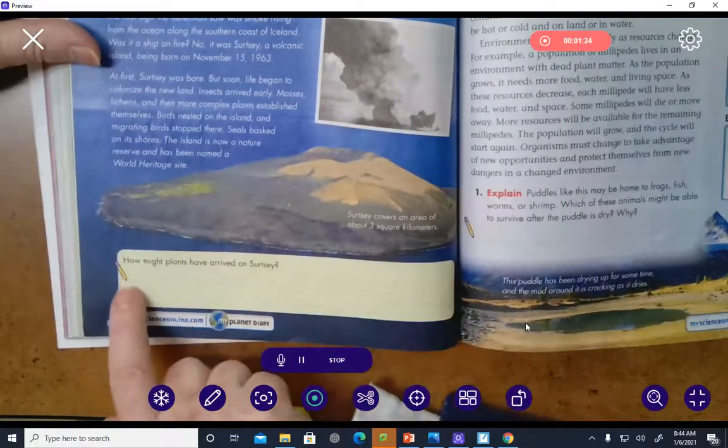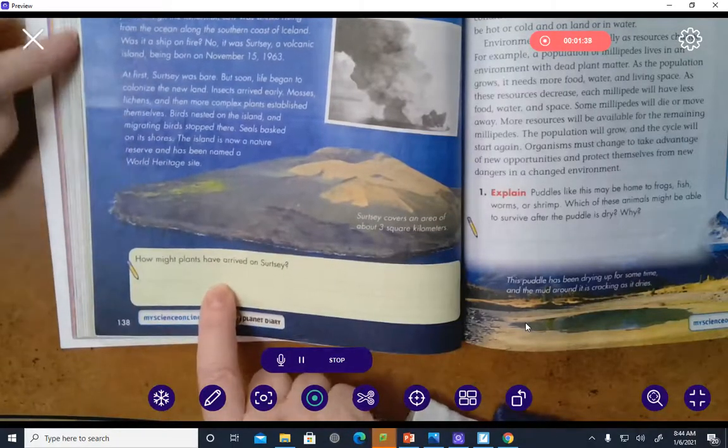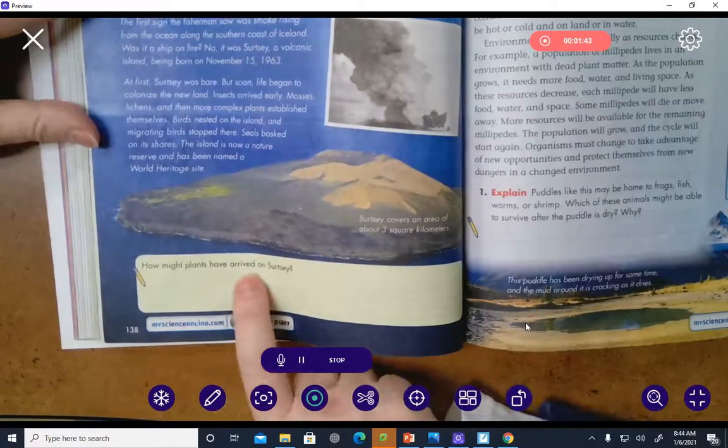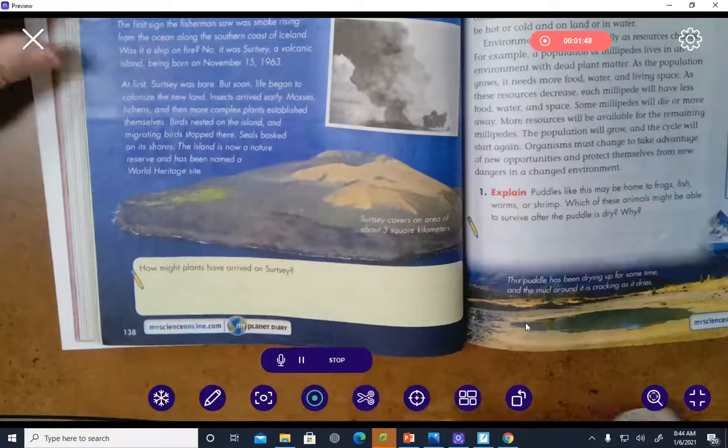So this sign of a pencil wants you to write something. It wants you to think about what you read. It wants you to answer the question, how might plants have arrived on Surtsey? So you can pause the video and answer that question.